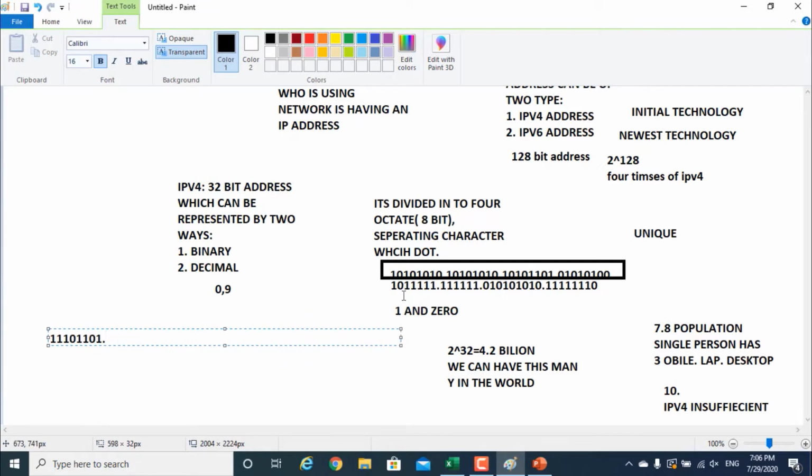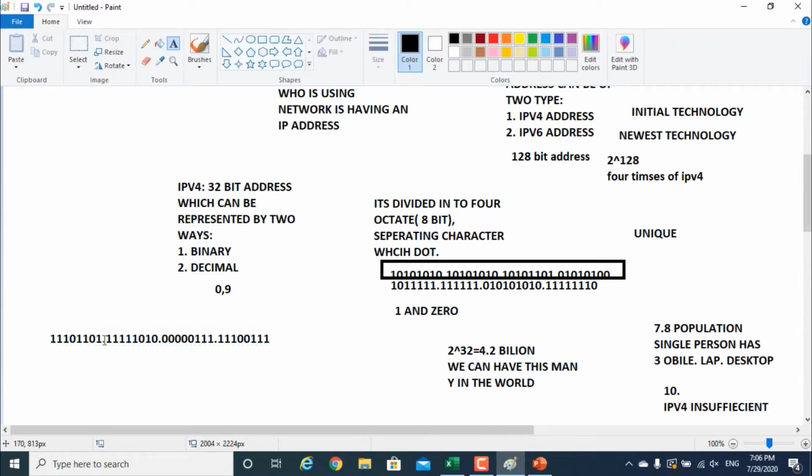Dot. For example, 111 dot 45 dot 67 dot 8. Let's say 1, 2, 3, 4, 5, 6, 7, 8. So this is an IP address, guys. Each octet represents 8 bits. Now you just separately convert each octet.